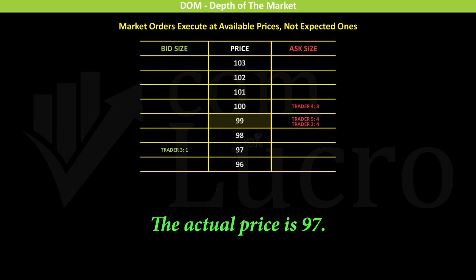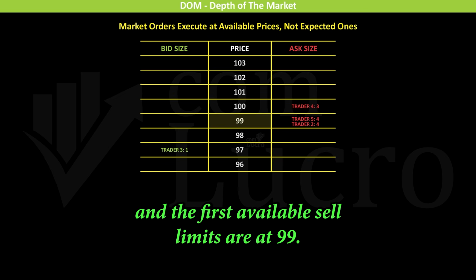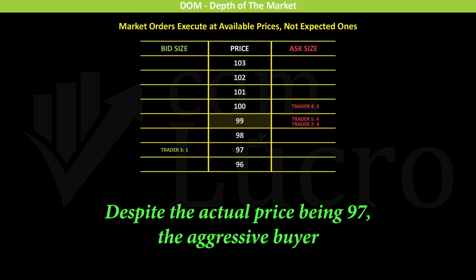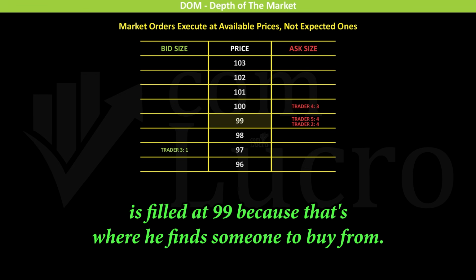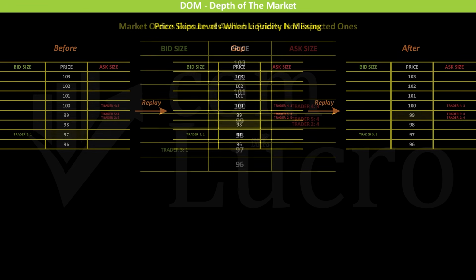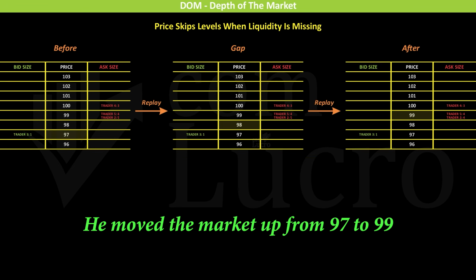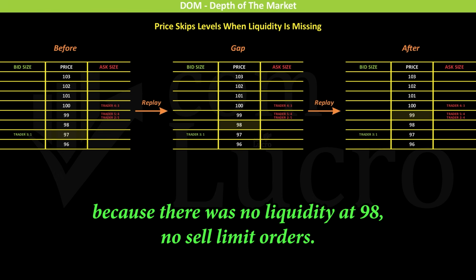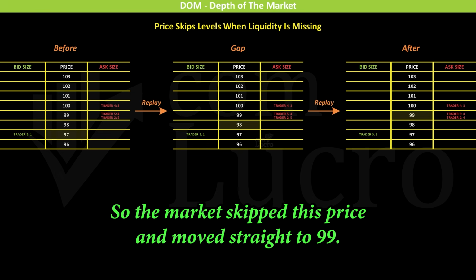The actual price is 97. There are no sell limits at 98. And the first available sell limits are at 99. Despite the actual price being 97, the aggressive buyer is filled at 99 because that's where he finds someone to buy from. He moved the market up from 97 to 99 because there was no liquidity at 98, no sell limit orders. So the market skipped this price and moved straight to 99.